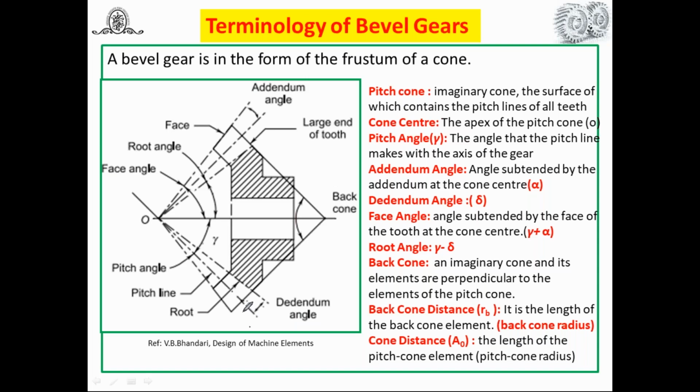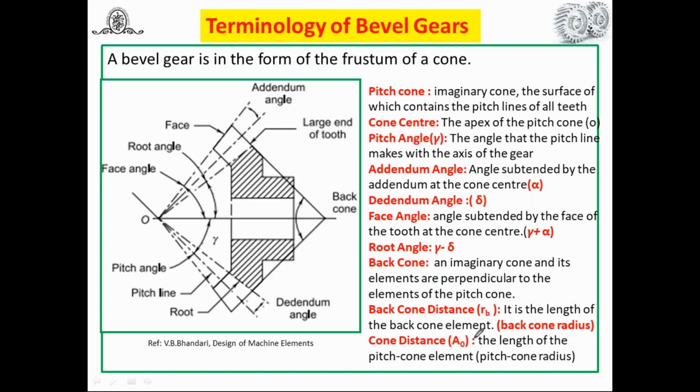Because while making this analysis, while designing the bevel gear, again we have to convert this bevel gear into a formative spur gear or virtual spur gear. Then it becomes very easy to design the bevel gear. That's why this term back cone radius plays an important role. By using this back cone radius, we are going to construct here one formative gear.